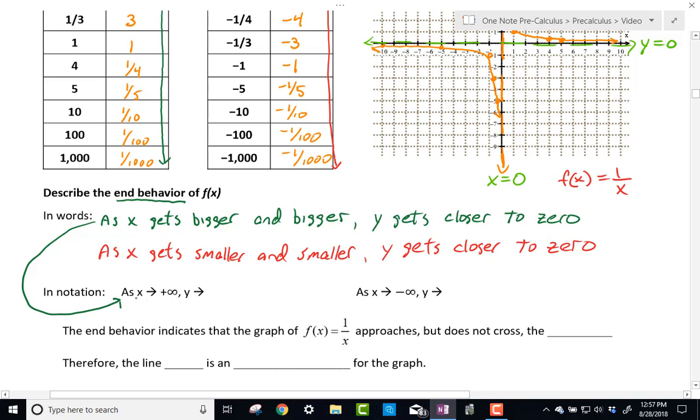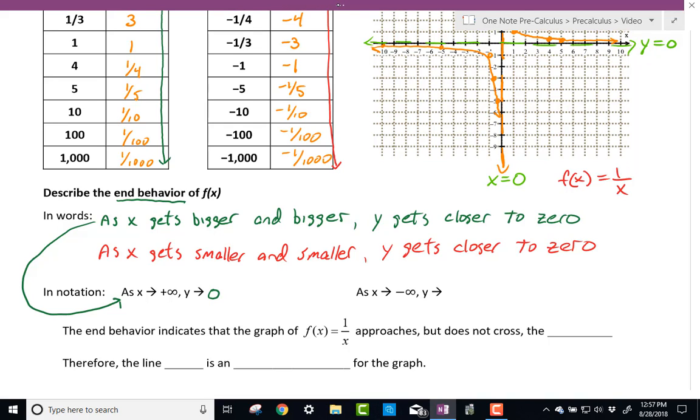We say as x goes to positive infinity. That's what this little arrow means. As x goes to positive infinity. What does that mean? It means as x gets bigger and bigger, y goes to 0. Y gets closer and closer to 0. As x gets bigger and bigger, y gets closer to 0.